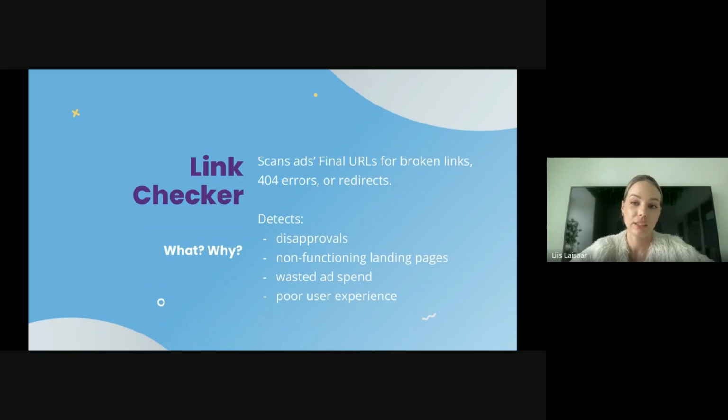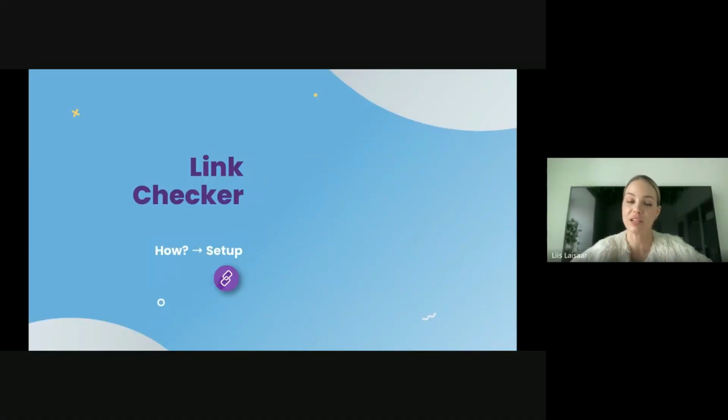So it detects any disapprovals. Google Ads get disapproved in most cases when the final URL isn't working entirely, but in some cases of redirects, they still continue to work. It just helps you find non-functioning landing pages, avoid wasted ad spend if you take action after seeing this alert, and avoid poor user experience for your prospects that you are trying to capture. So very much a base hygiene type of script that we want to have running.